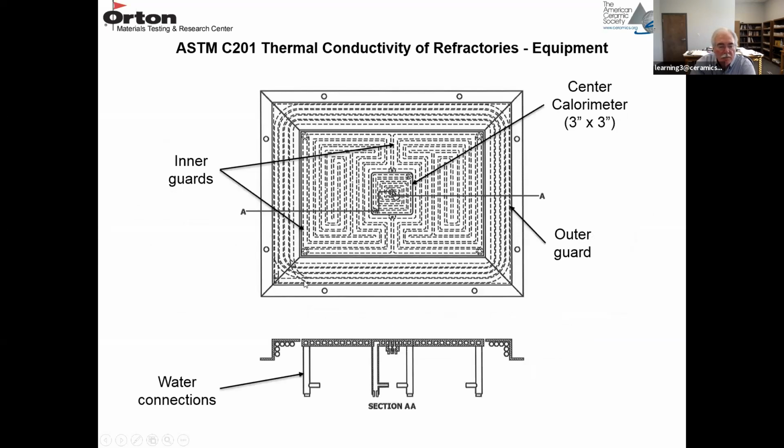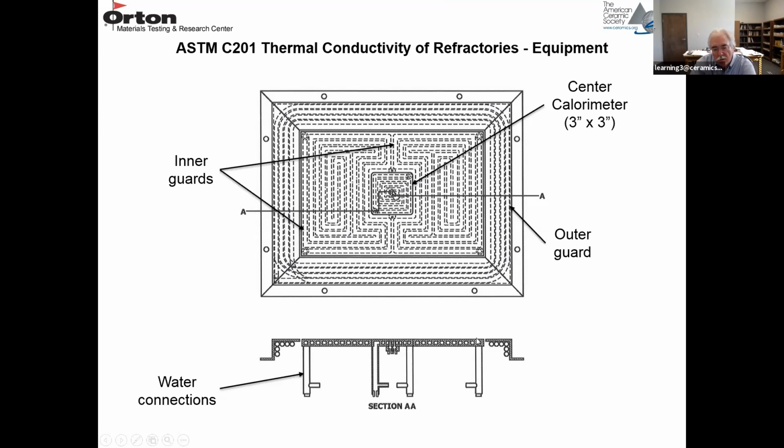The copper calorimeters look something like this. So this would be the 18-inch direction, the 13.5-inch direction. Here's your 3 by 3-inch center calorimeter. And then there's an entrance and an exit for the water through these wells here. There's a right outer guard, a left outer guard, and then a guard that goes around the entire calorimeter.